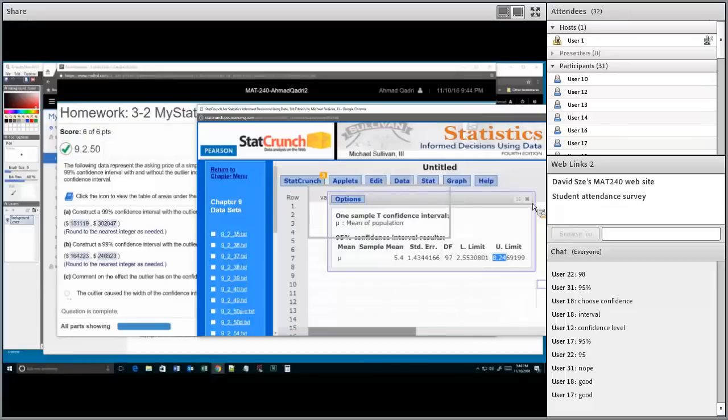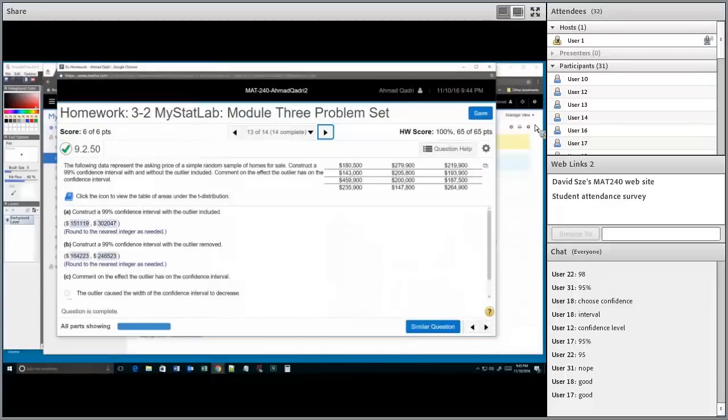Okay, so now we have a little bit of an interesting problem. I think this is a good problem to do. So here, now you have been given the data, okay? You're not given the summary. You're actually given the actual data. It represents the asking price for a simple random sample of homes. So these are asking prices for homes. And how many are there? 4 times 3, 12. 12 of those. Construct a 99% confidence interval with and without the outlier included.